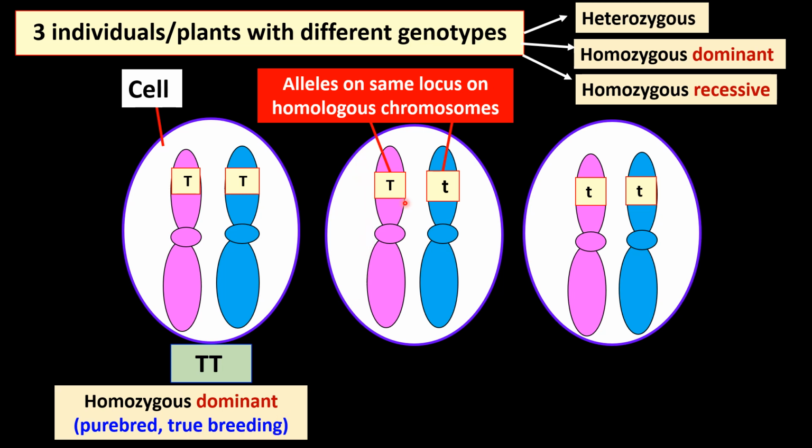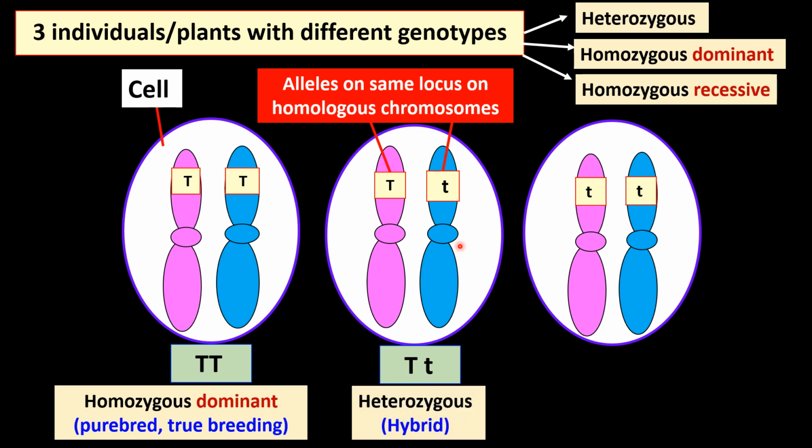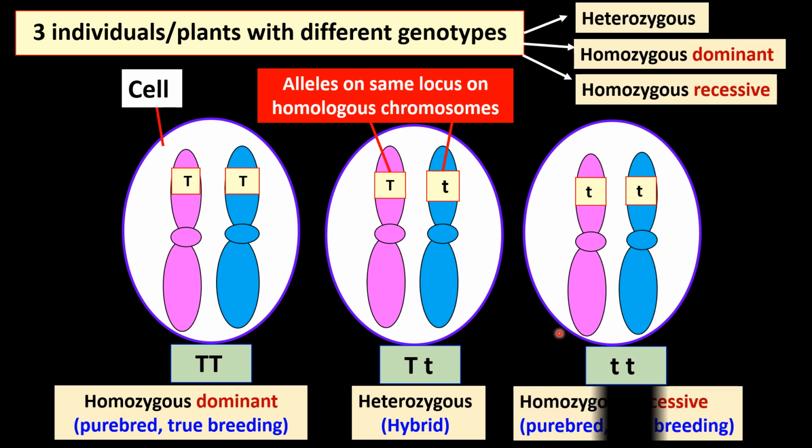Secondly, how about this organism which has this type of cells? If you look at the alleles, it's big T small t, thus it is a heterozygous individual, or a hybrid or a mixed breed, because there's one dominant allele big T and one recessive allele small t. Now, the third one is a homozygous recessive individual. It's still a purebred organism, and it is true breeding.